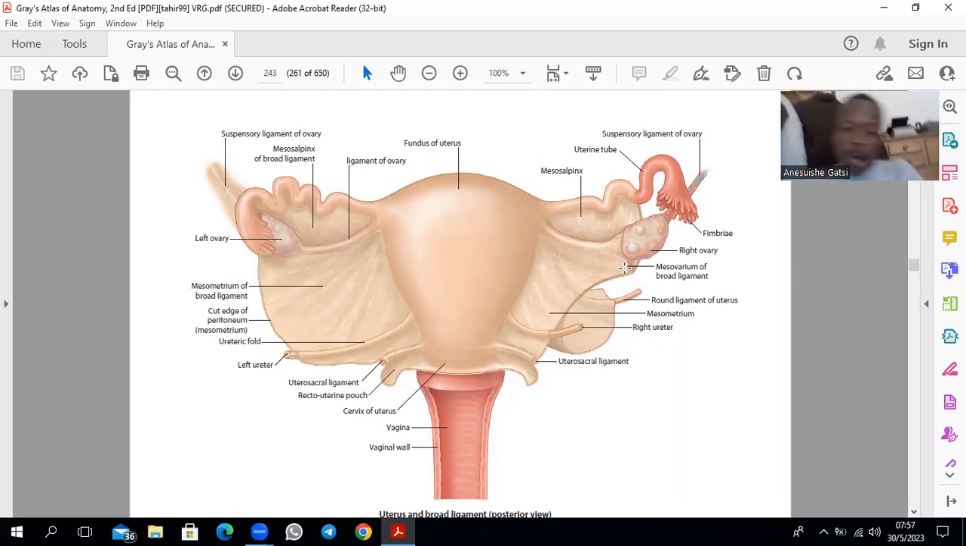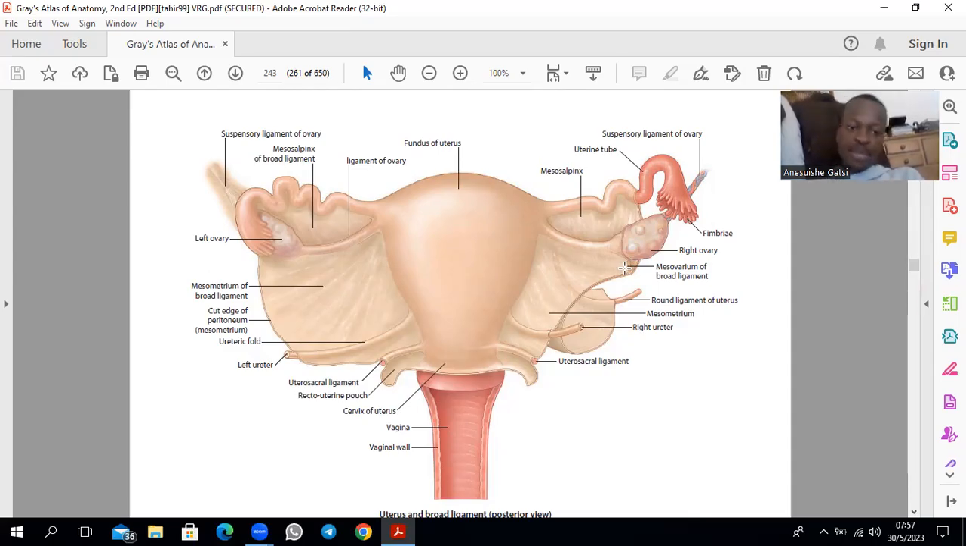Then we talk of ovarian fossa. The ovarian fossa, superiorly, we have the external iliac vessels. Posteriorly, we have internal iliac vessels plus the ureter. Anteriorly, we have the broad ligament. Inferiorly, we have the obturator vessels and nerves.